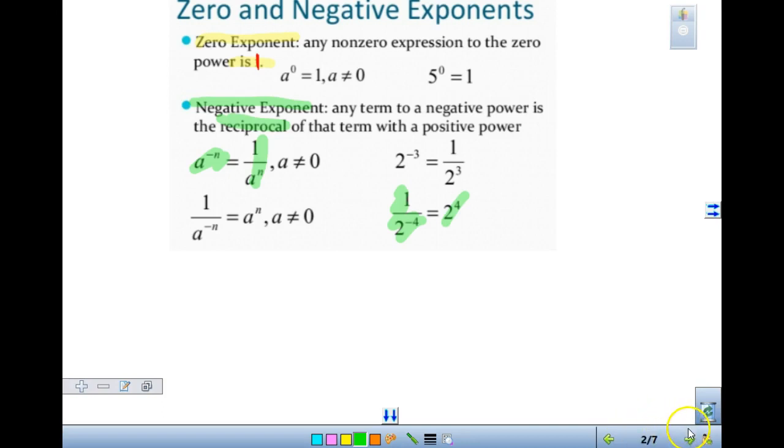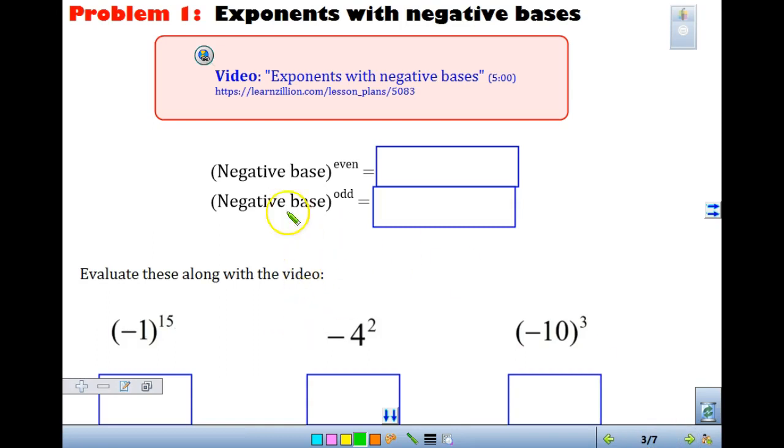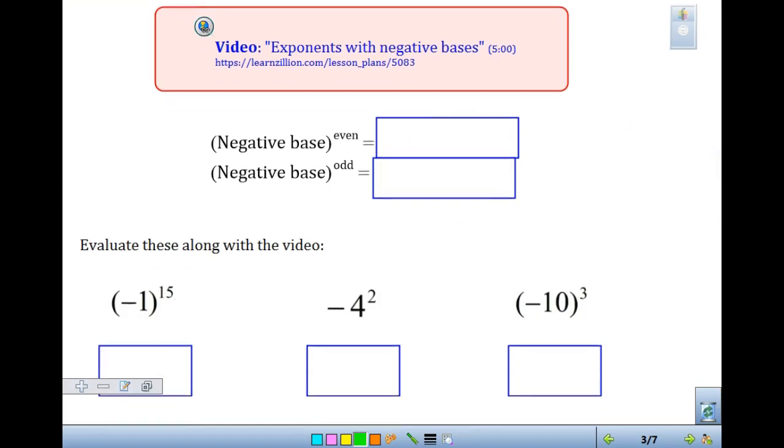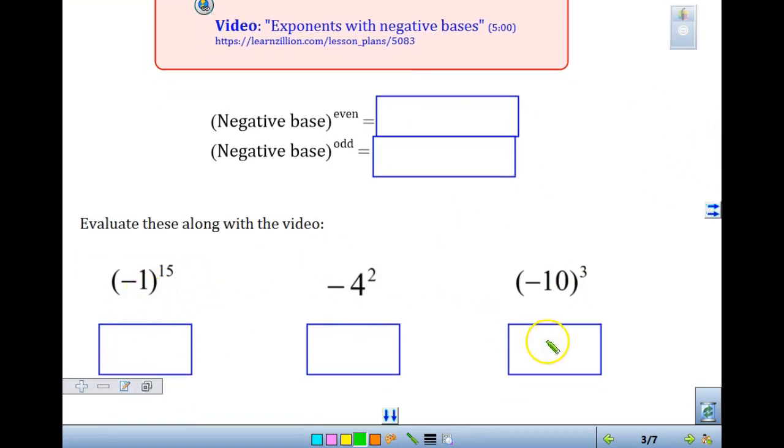So, second page, that bottom page of your notes, we're going to watch this video, and you're going to get the answer where they talk about if you have a negative base to an even power and a negative base to an odd power. So this is on that bottom page of the notes. And then you're going to get these three answers also as you watch the video. So we'll take a look at those.